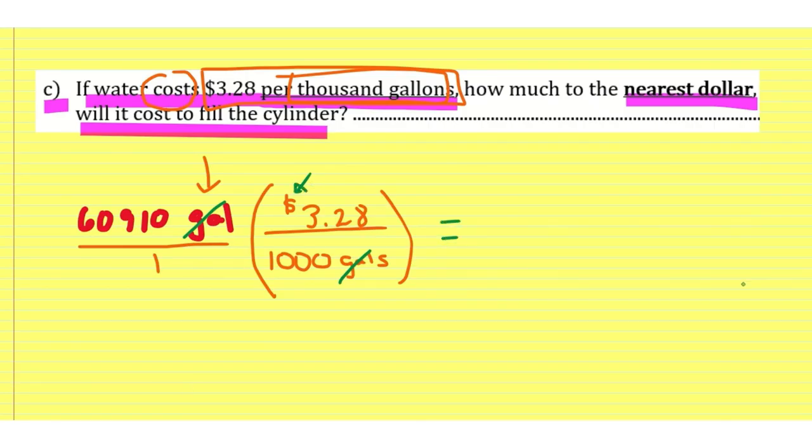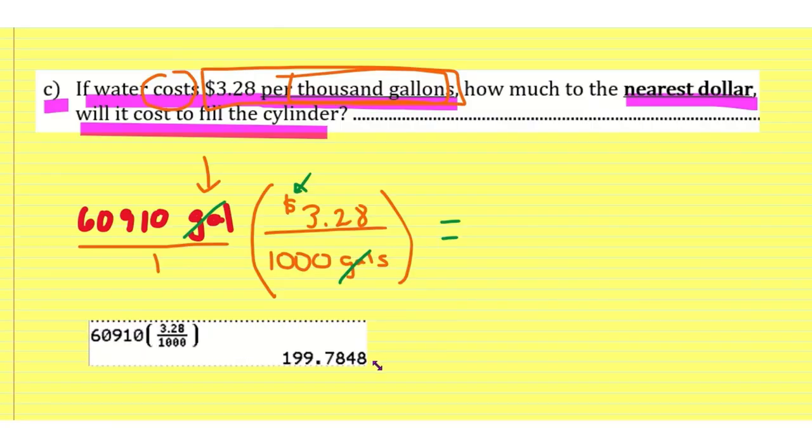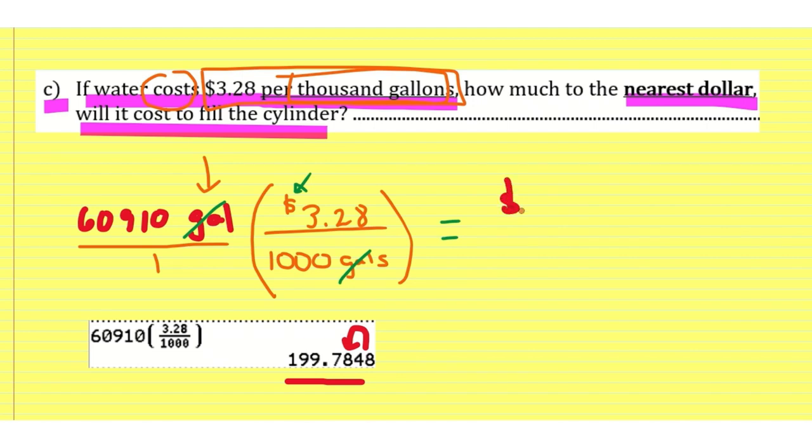So when we put that in our handy dandy calculator, we get a cost to fill our cylinder with 60,910 gallons of water. The cost is going to be $199.78, because the 4 is not big enough to change the 78. So $199.78.